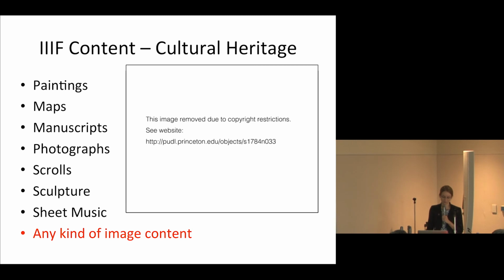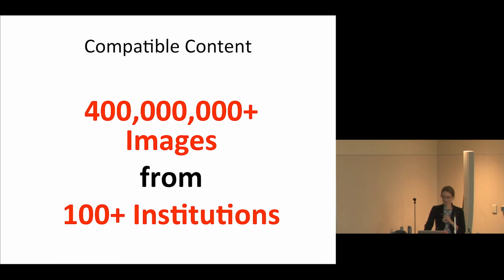photos, scrolls, sheet music. Basically, any type of image content that you want to make available on the web can be used with IIIF. So currently we have just about 400 million images on the web that are available through IIIF, coming from over 100 institutions. And Kyoto University Library is one of the many institutions that is making images available through IIIF.